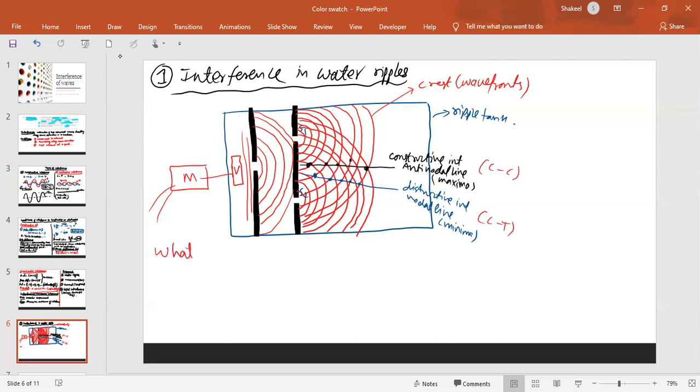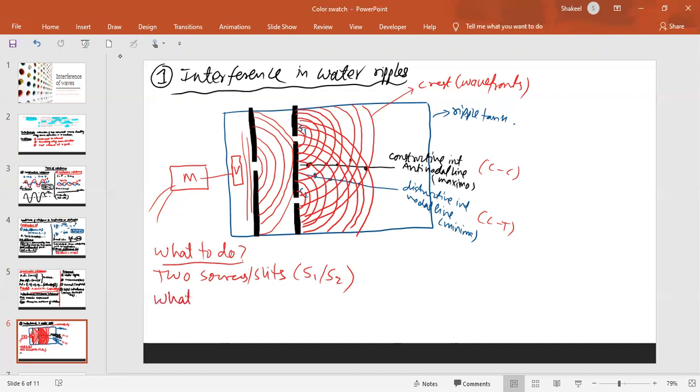So what you have to do to look for the interference, you need two sources or slits in this case, which will act as two coherent sources of light, like S1 and S2. Coherent means they are producing waves having the same wavelength, same frequency, and having a constant phase difference.